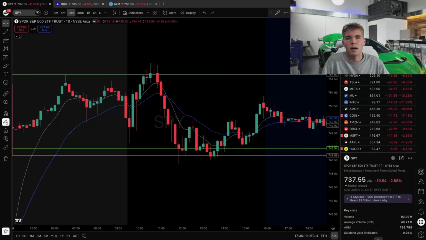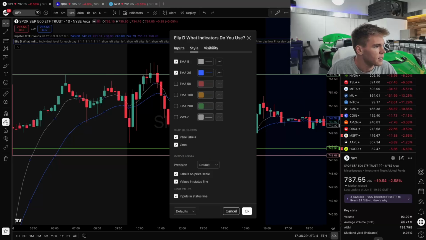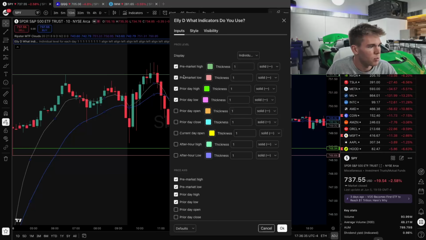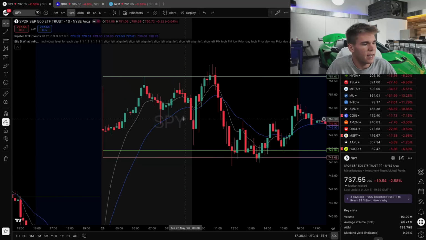Okay, to start everything off, we're going to need TradingView, the 8 EMA, the 20 EMA, and the 10-minute time frame. Over here on our TradingView, we're going to pull up the LED indicator where we'll have our 8 EMA, our 20 EMA on, and all of our pre-market high, pre-market low, prior day high, and prior day low levels.